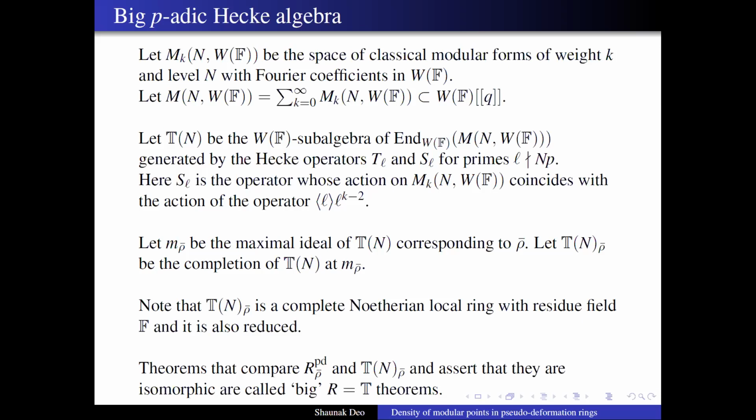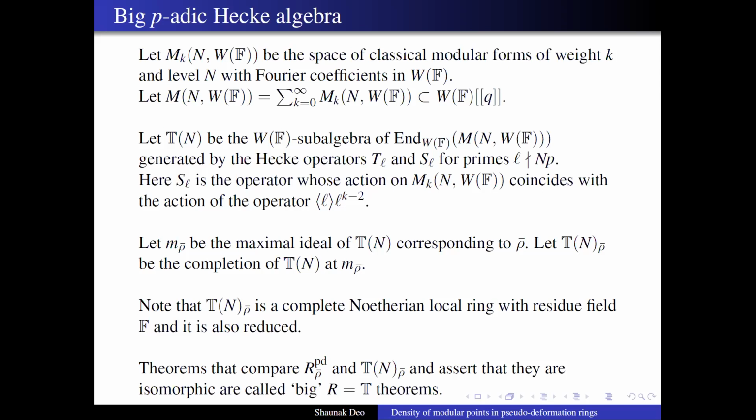If you know a big R is equal to T theorem, what it says is that the universal deformation ring and the big p-adic Hecke algebra are the same. And inside the big p-adic Hecke algebra, if you look at the formal spectrum and look at the primes which correspond to modular eigenforms, they are dense, because that's how the Hecke algebra is defined. And these dense points are called modular points. So this isomorphism would tell us that these modular points are also dense inside the universal deformation space of rho bar, because it is the same as the space given by the Hecke algebra.